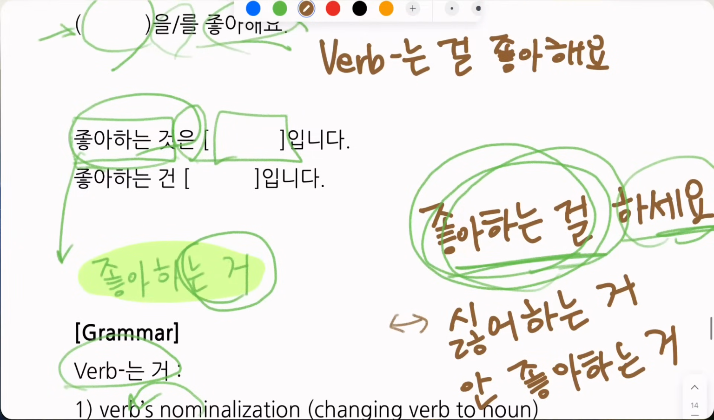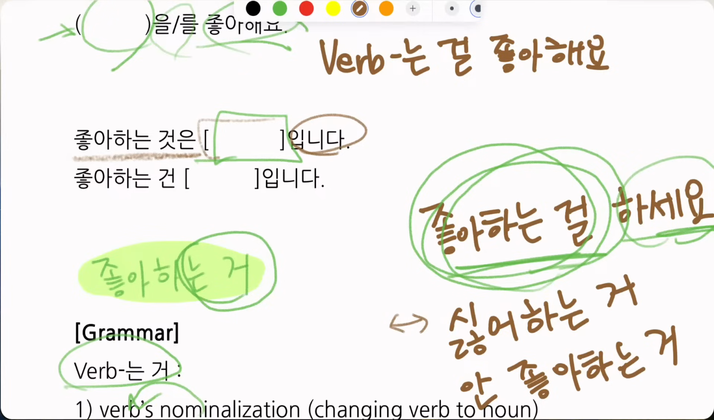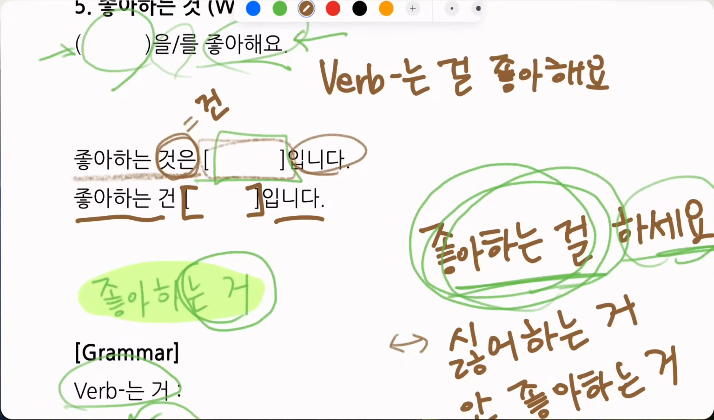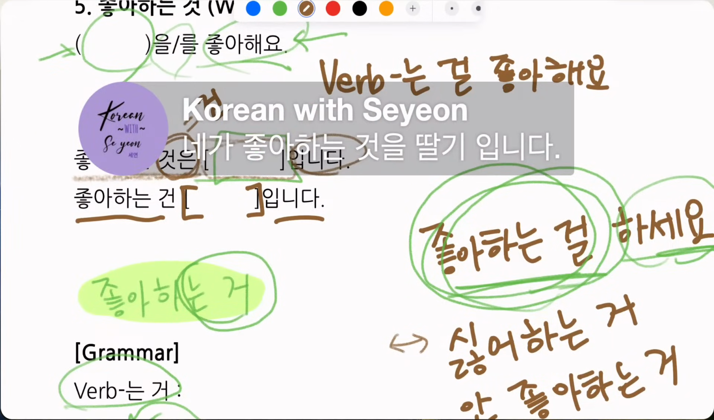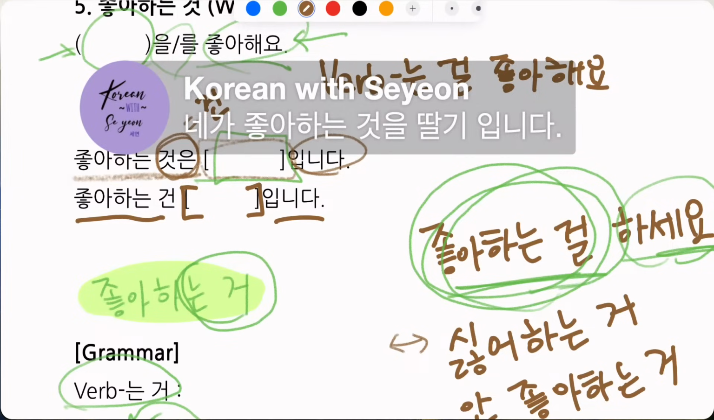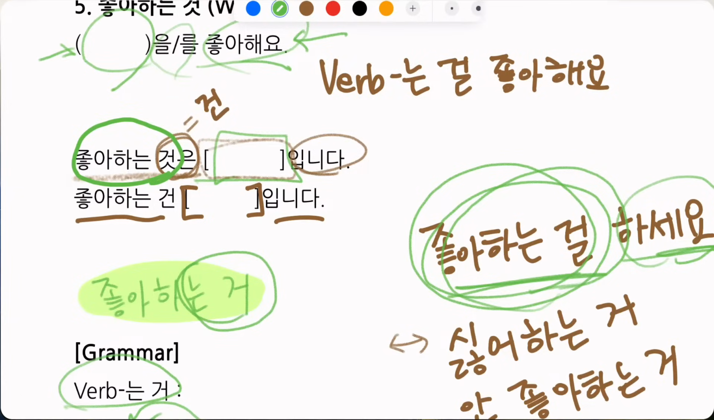그래서 좋아하는 것은 it's like saying what I like. 좋아하는 것은 what I like is something. Or 것은, 것 and 은 combined, can get shortened to 건. So you can also say 좋아하는 건 blank입니다. 이렇게 쓸 수 있습니다. 그래서 뭐 내가 좋아하는 것은, 내가 나, right? I, not 어이. 내가 좋아하는 것은, not 을 because 것은 is the subject, topic of the sentence. 딸기입니다. 좋아하는 건 딸기입니다.